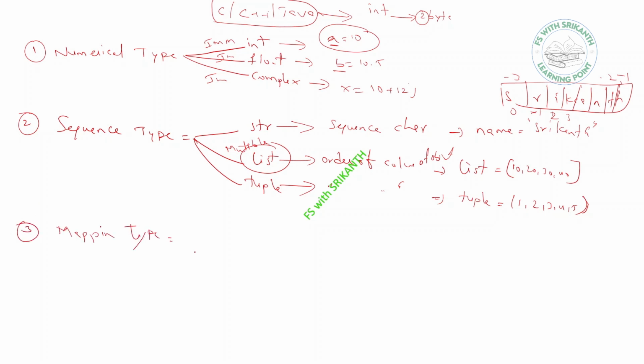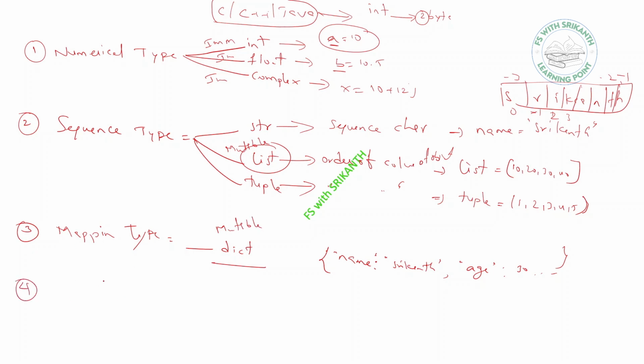Next, the mapping type. Here dict is the mapping type, an unordered collection of key-value pairs grouped like this. With curly braces, name as key and its value, comma, and age with its value. In this way we can store a dict. The dict is mutable.